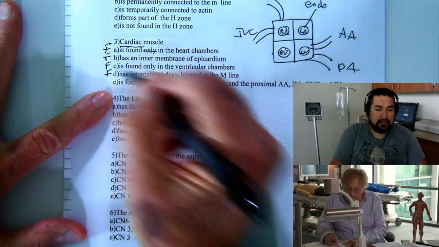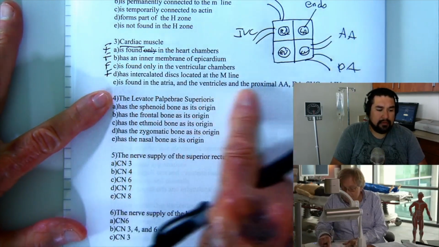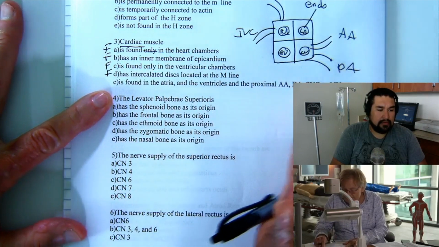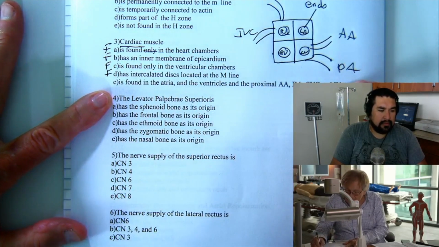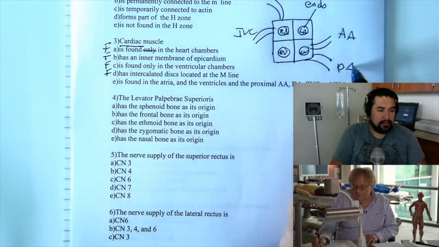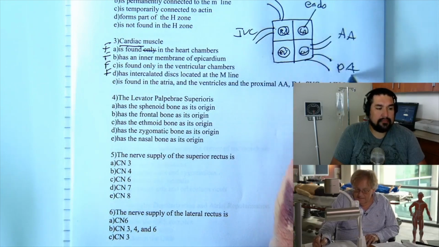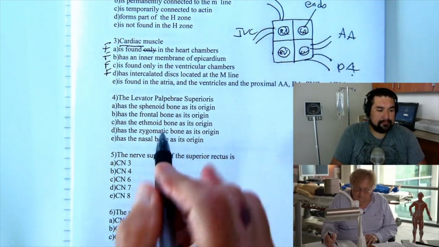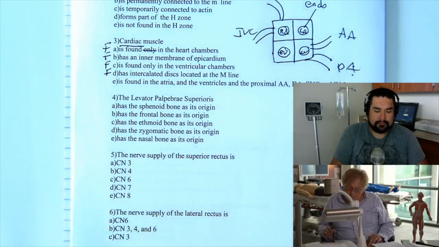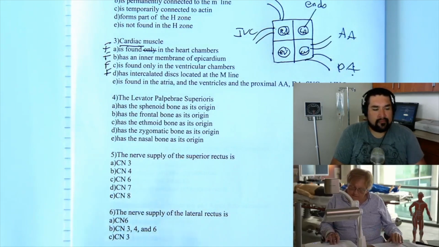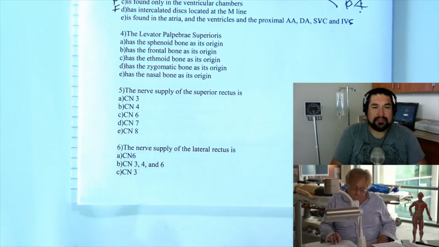That's false. But it's found in the atria, ventricles, and the proximal AA, DA, SVC, IVC, and of course, that's where the right answer is going to be. So remember, inferior vena cava, superior vena cava, ascending and descending aorta. Okay? Number 4, I don't think we need to do that. What about the nerves? Number 5.